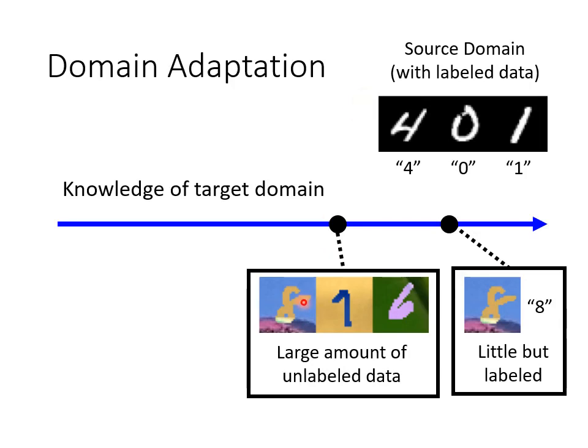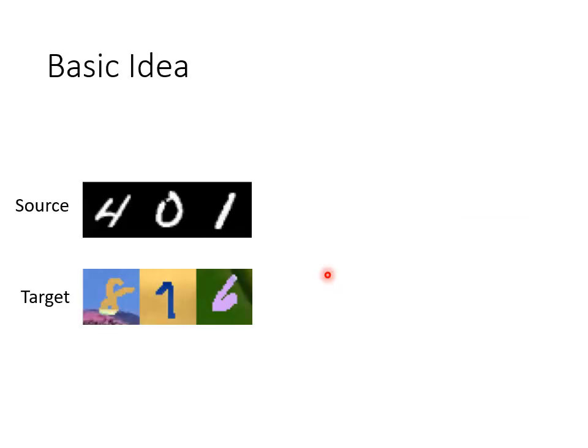It's just that the data are not labeled. The question to be asked now is, how to use these unlabeled data to help us train a model on the source domain that can be used on the target domain?